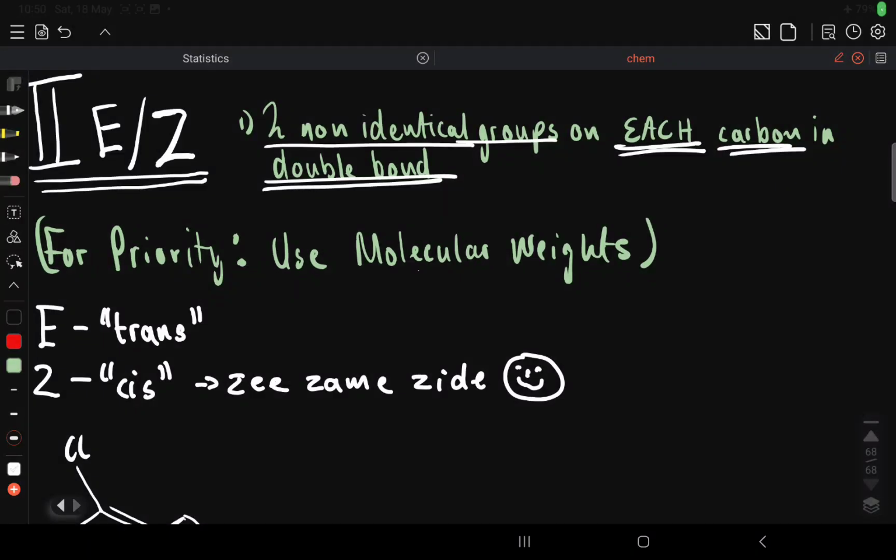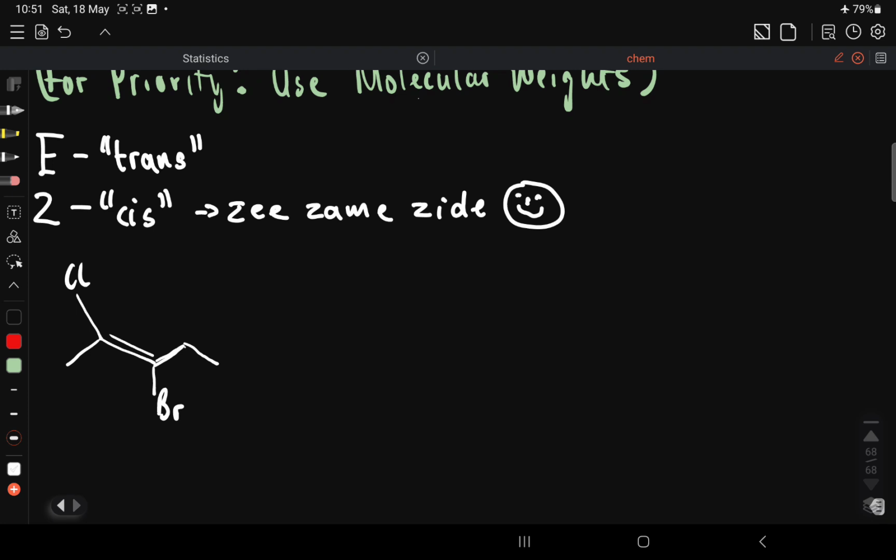All right, now we see when we use E or Z. When do we use E or Z? We said for E or Z, we'll be having exactly the first same criteria as cis or trans, which says that there are two non-identical groups on each carbon in the double bond. Each carbon in the double bond is connected to two non-identical groups, this carbon and this one.